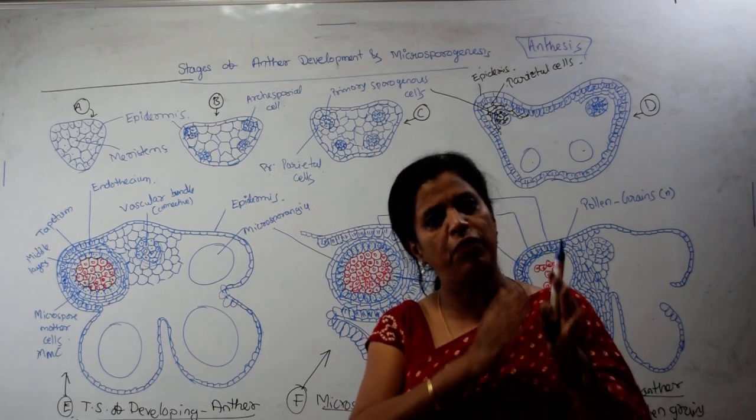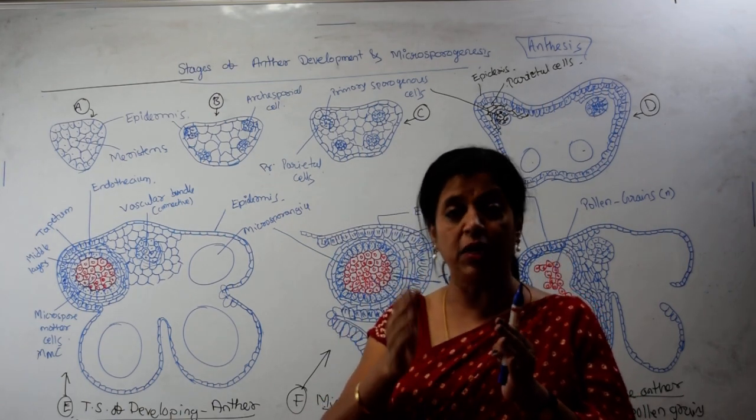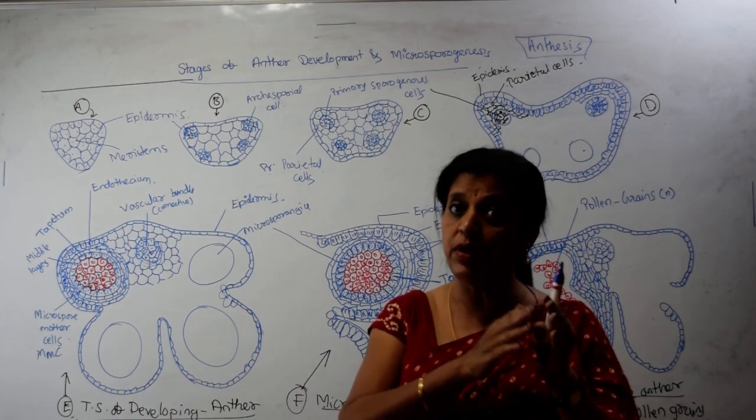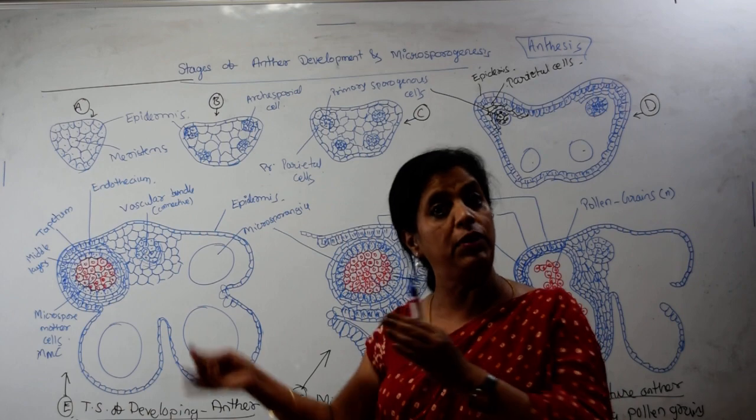In meiosis 1 you get prophase 1, metaphase 1, anaphase 1, telophase 1. Under prophase 1 you have leptotene, zygotene, pachytene, diplotene, diakinesis.